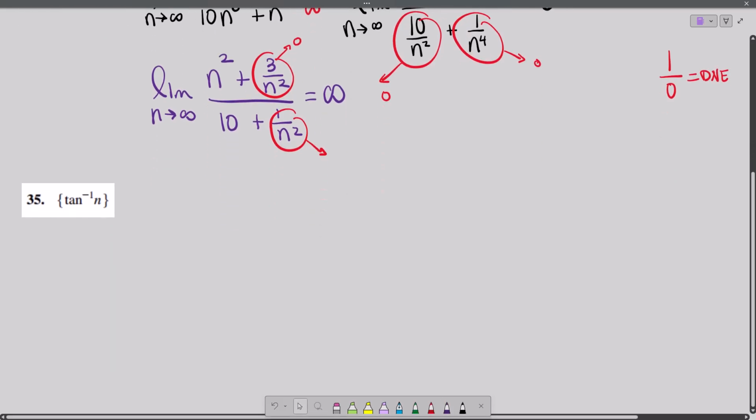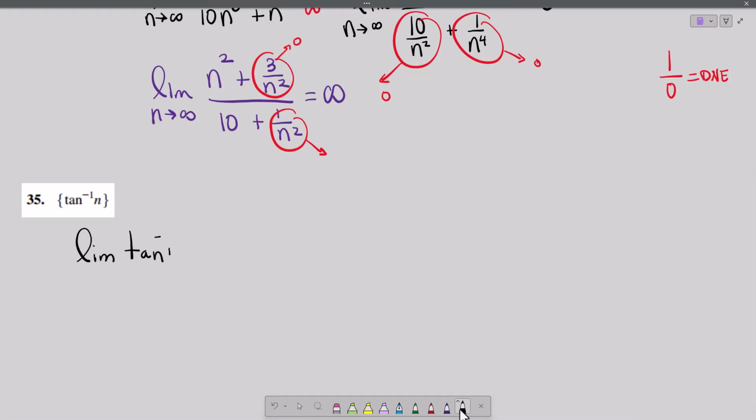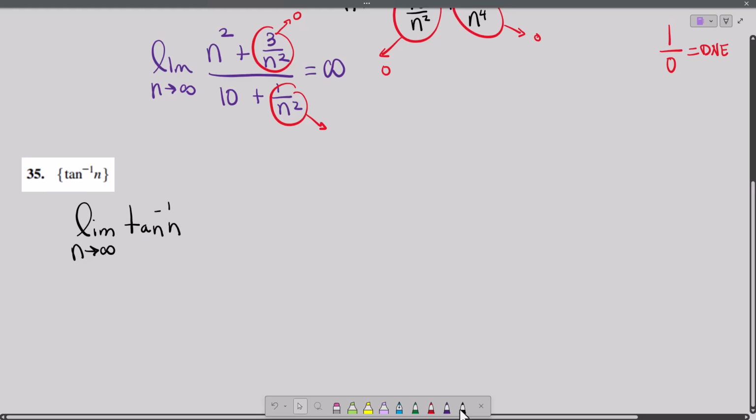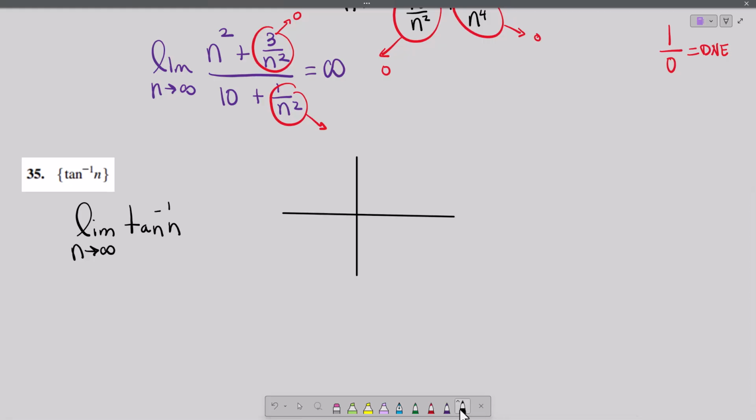All right, so let's take a look at this one. The limit here of inverse tangent of n as n goes to infinity. What you should be visualizing in your mind is this function that we've analyzed to death, the inverse tangent function. Here is a picture of it. We know that the inverse tangent function has asymptotes there and there. This one is at pi over 2. This one is at minus pi over 2.